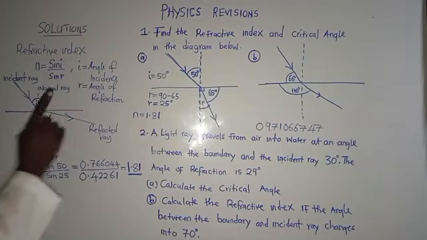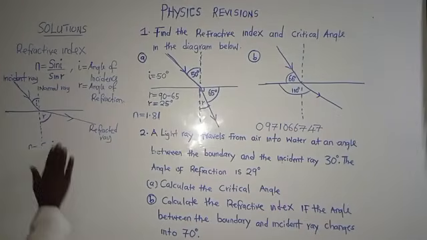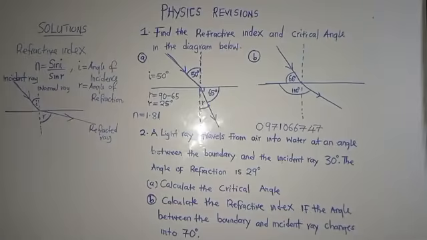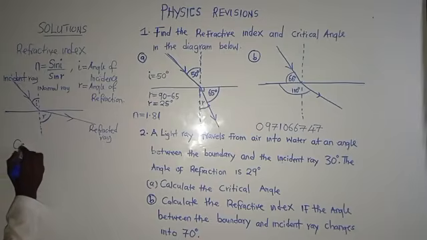It was not only telling us to find the refractive index. It was telling us to find the critical angle. How can you find the critical angle? For you to find the critical angle, you know that the critical angle is a particular angle of an incident ray, which can be calculated by using the formula.